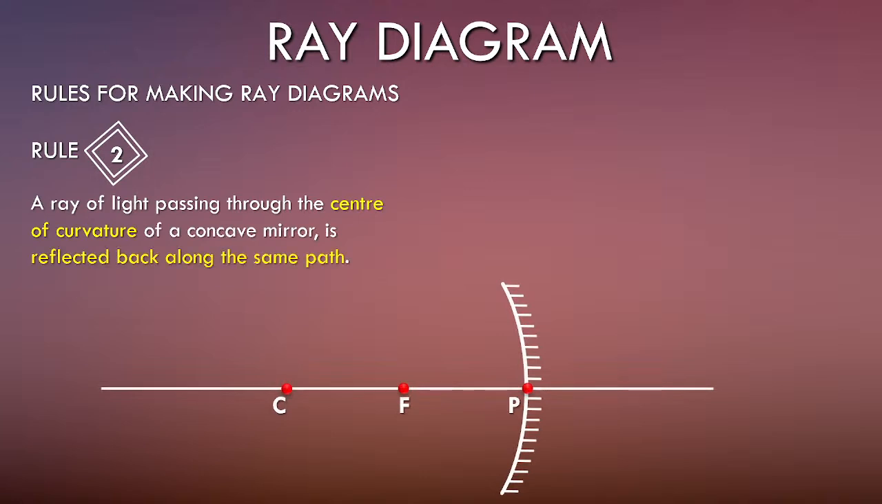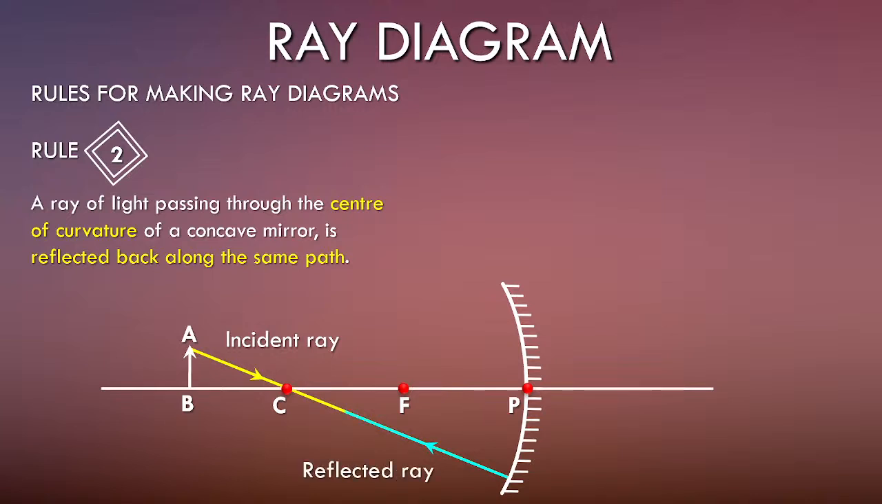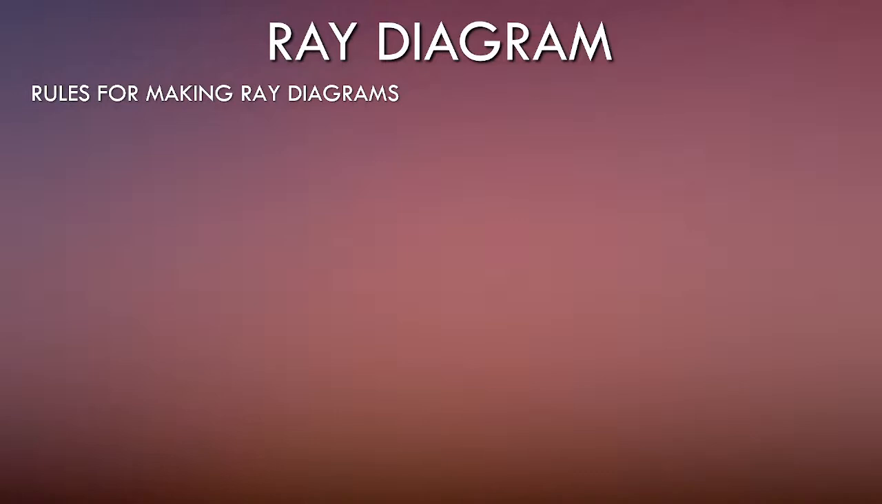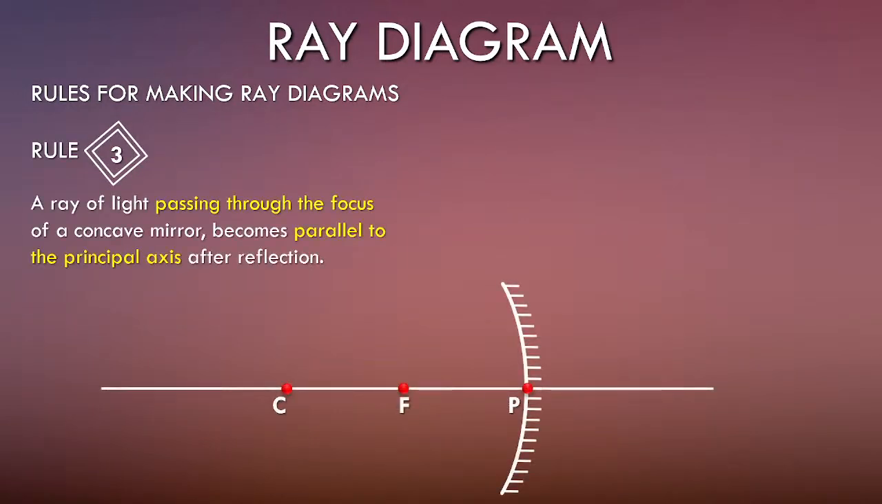Second, a ray of light passing through the center of curvature of a concave mirror is reflected back along the same path. Now what does it mean? Look at this. The same object I am taking, and now from the top a light is passing through the center of curvature. It is passing through what? And rule 2 in concave mirror says that when the light comes, it will reflect in the same direction. Look at this now. It is reflecting back in the same direction. Did you all understand? Is everyone understanding? Okay, now next rule. A ray of light passing through the focus of a concave mirror becomes parallel to the principal axis.